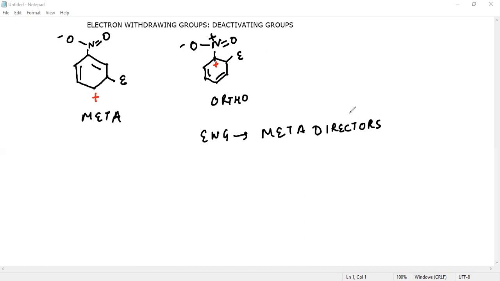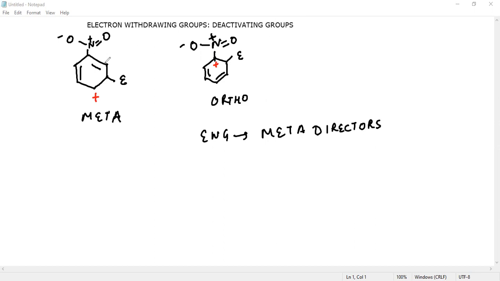Here we have an example of electron withdrawing groups. Why do we call them deactivating groups? Let's go ahead and check that. This is your nitro group. So there is a plus on the nitrogen. We have told you, whenever nitrogen has four bonds, it has a formal positive charge.